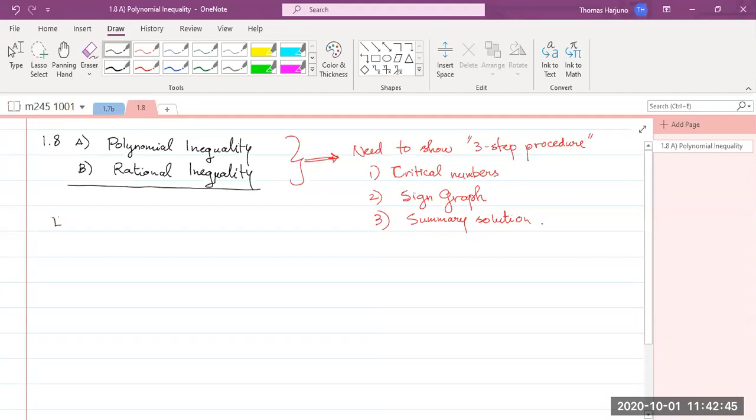Example 1. Solve x squared minus x minus 6 less than 0. Now, before you start the critical number process, set one side equal to 0 first. One side has to be 0 first. Once one side equals 0, then you can start step 1. Step 1, critical numbers.